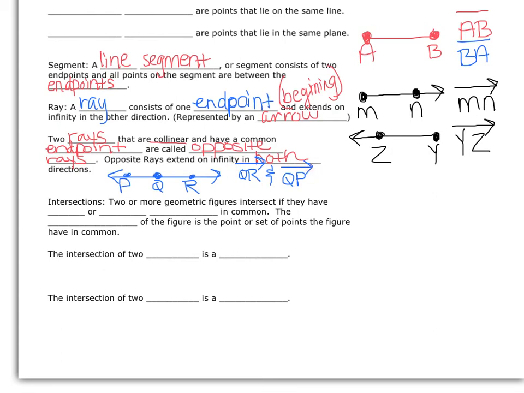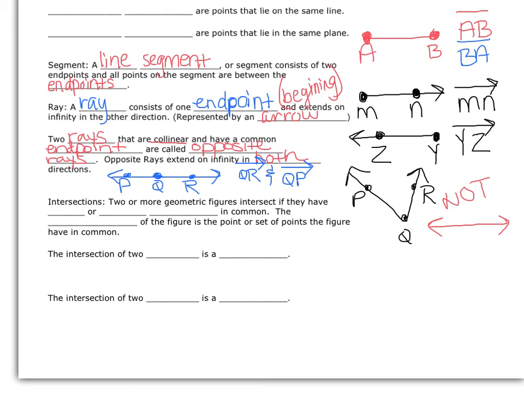A picture of not opposite rays could be a lot of things. You could have a diagram like this that had a P, a Q, and an R. These would not be opposite rays simply because they're not in a straight line. These are not collinear. Remember, it has to make a perfectly straight line to be opposite rays.